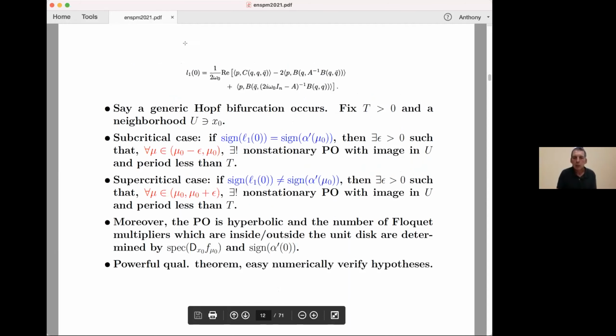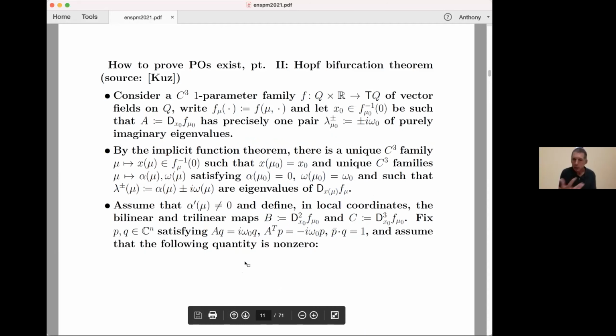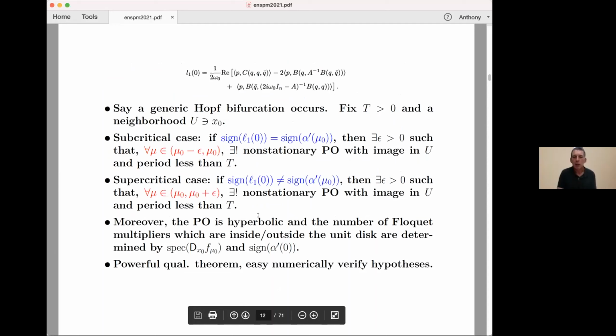So this is one of the conditions that one needs. It's a very precise condition that you can write down depending on the differential equation that you've got. And there are two different cases that you can get: the subcritical Hopf bifurcation and the supercritical Hopf bifurcation. And you can easily decide whether you get it or not by looking at the Floquet multipliers inside and outside the unit disk.